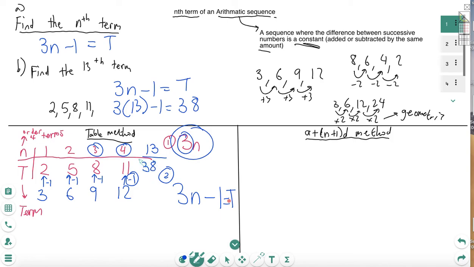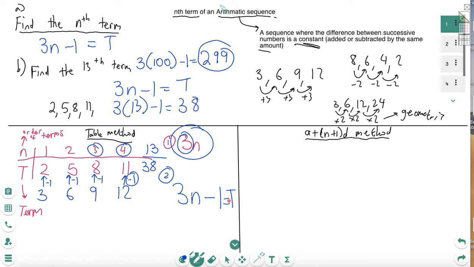Now what happens if someone says, yo, what's the 100th term in the sequence? What we're going to do is replace this n with 100. So instead of 3 times n, we'll do 3 times 100. And that will give us 299. So if we're looking for the 100th term in the sequence, it'll be 299, okay? So that's the first way of doing the nth term, making a table, okay?